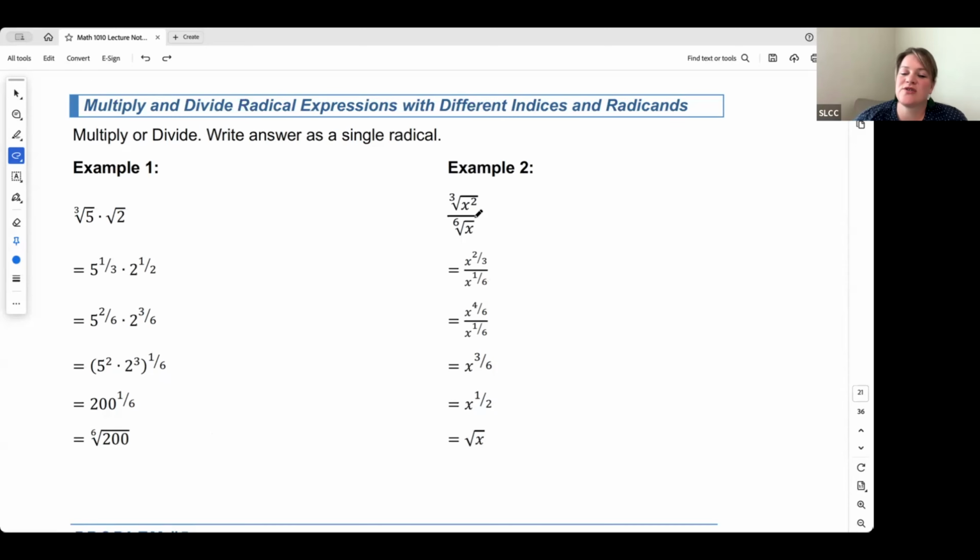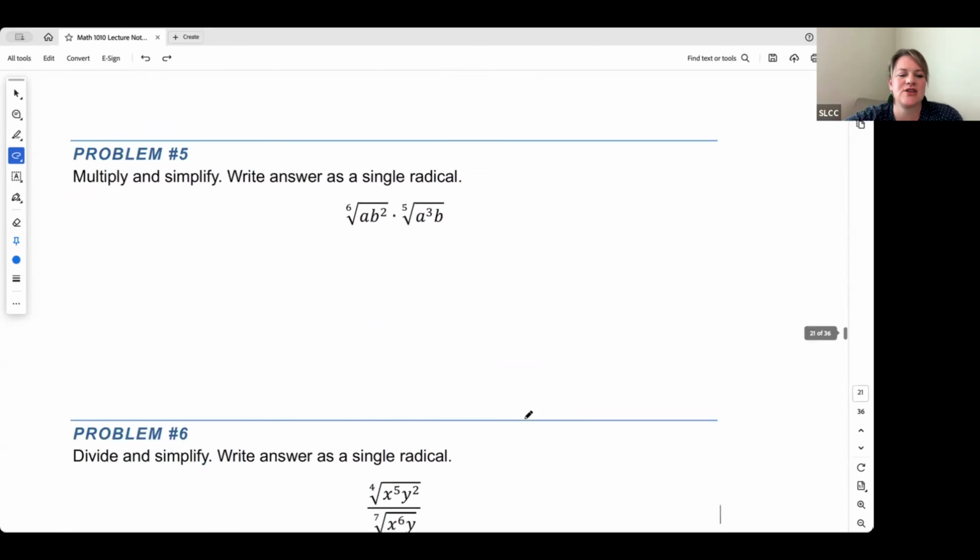The same idea goes for example 2. Notice I have x to the 2/3 and x to the 1/6. I can make 2/3 have a denominator of 6 by multiplying by 2 to get 4/6. And then I can just subtract. 4 minus 1 is 3. And then simplify 3/6 to 1/2. And then I have the square root of x. Let's try a couple of problems using those ideas.